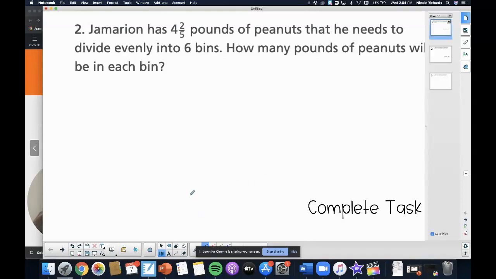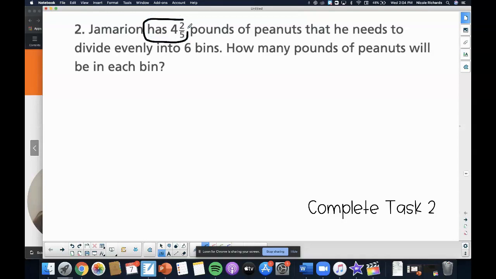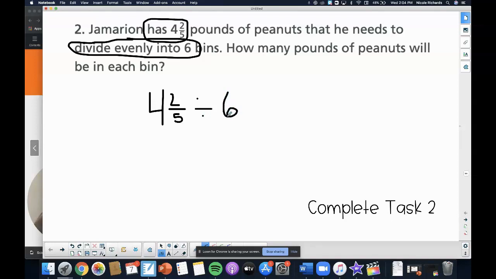So Jamarian has 4 2/5. So this is what he has. This is his total. And we know he's going to divide what he has into 6 equal groups. So we're going to divide by 6. So go ahead and write that down on your paper with me. And we want to know how many pounds are going to be in every bucket.